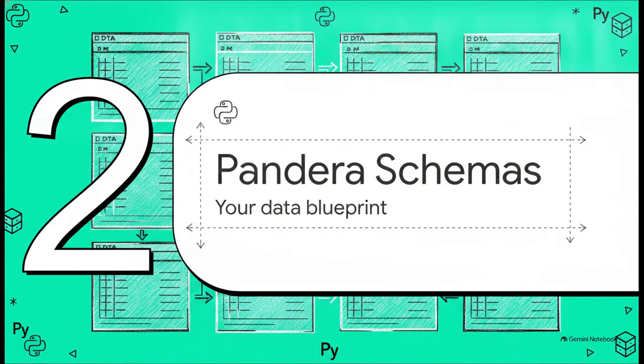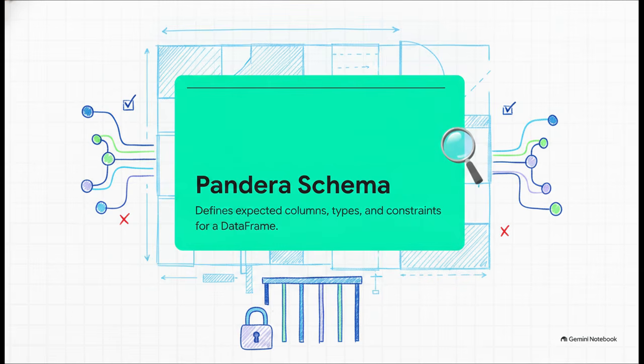Section 2, introducing Pandera schemas. So enter the Pandera schema. Think of this as your definitive data blueprint. When you use Pandera, you define a strict schema that specifies exactly the columns your data frame absolutely must contain, along with their data types. But the real kicker here is that it adds constraints. Much like Pydantic, you can definitively declare that a price column must be greater than 0. It essentially becomes the ultimate gatekeeper for your pipeline.